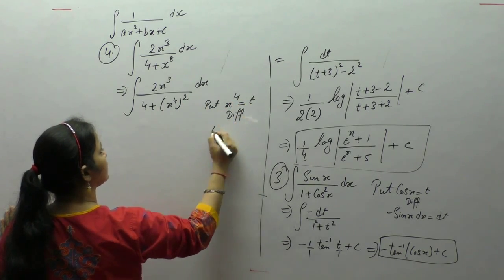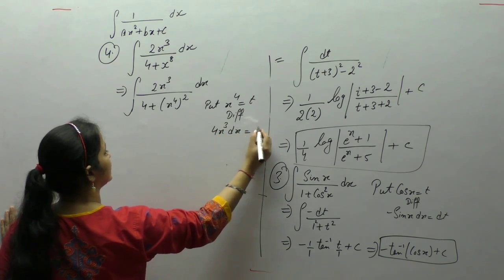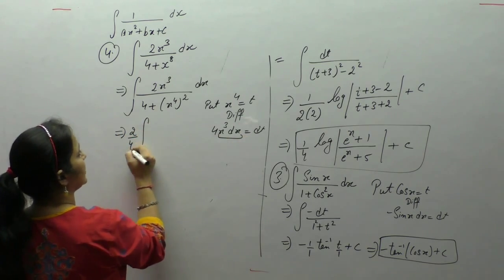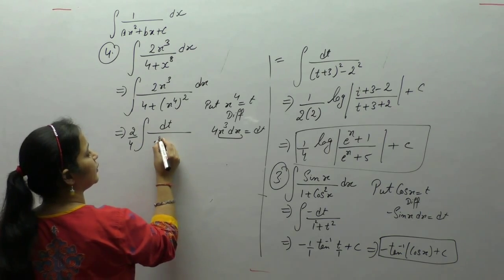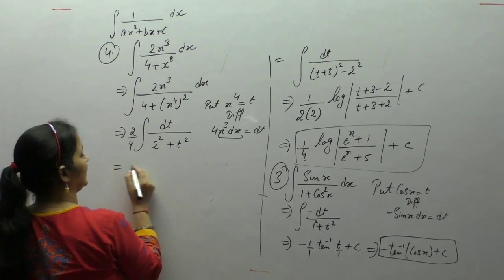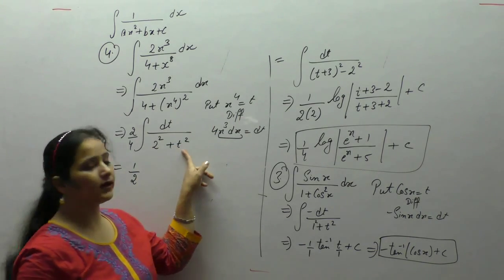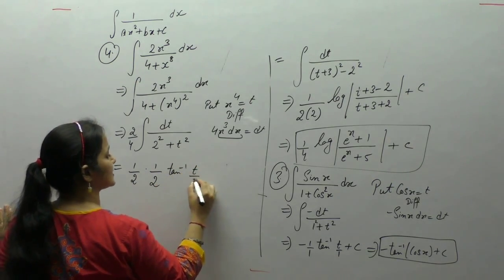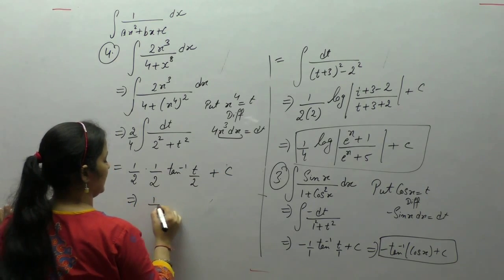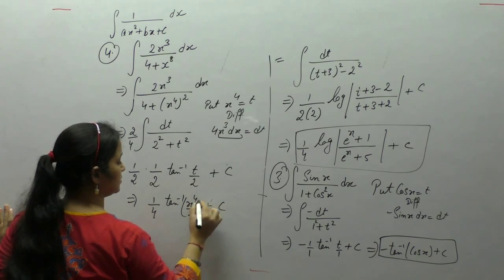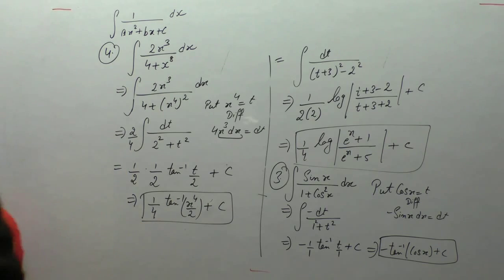The derivative of x power 4 is 4x cube dx equals dt. 2 is a constant. x cube dx is dt upon 4. We can write 4 as 2 square, and x power 4 is t. Again apply the formula: integral of 1 upon x square plus a square is 1 upon a tan inverse x upon a. The answer is 1 upon 4 tan inverse of x power 4 upon 2, plus c.